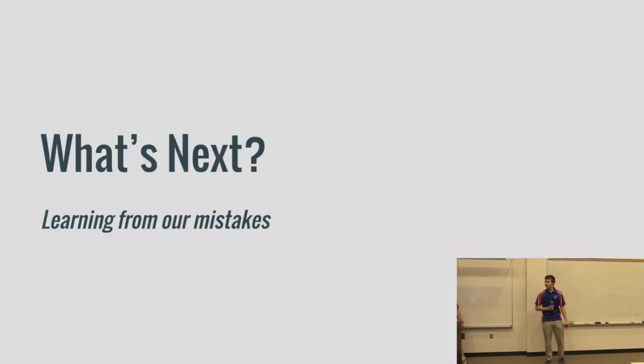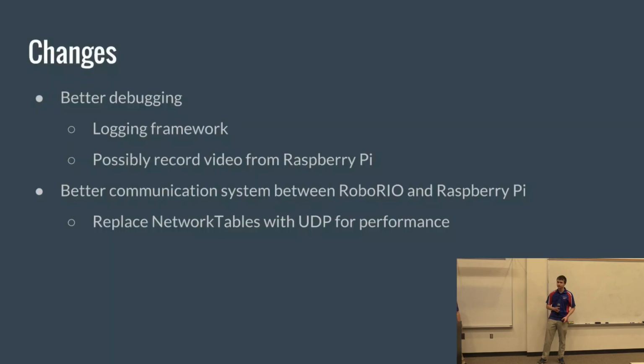Okay, so now Rachel's going to talk about what's next. All right, so there are a couple of things we wanted to do for next year to improve our vision tracking system. One of them is better debugging.